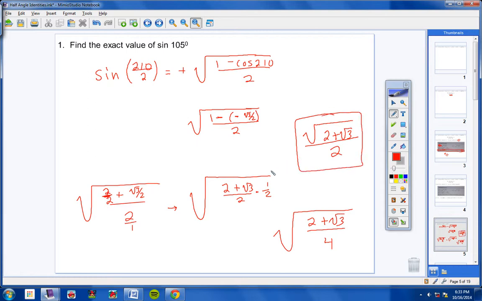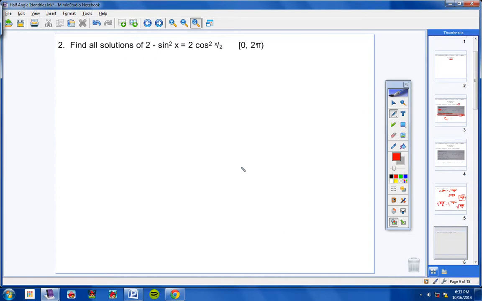So just make sure you understand how to use these formulas correctly, and make sure you see how to find out what sign to use in front of the radical, okay? It's really, really important you understand that, all right? Okay, let's continue on to our second example, and then we're finished with this video, okay?